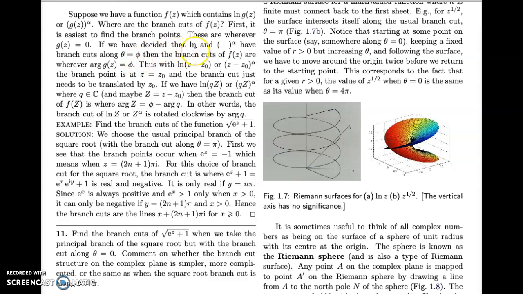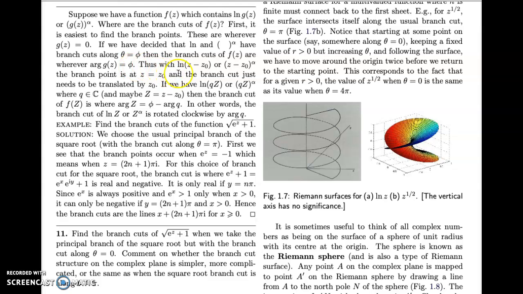Then if we have decided that log and raising to the power alpha have branch cuts along some angle theta equals phi, where normally phi is either 0 or pi, then the branch cuts of f of z are wherever the argument of g is equal to phi, where normally phi is 0 or pi.